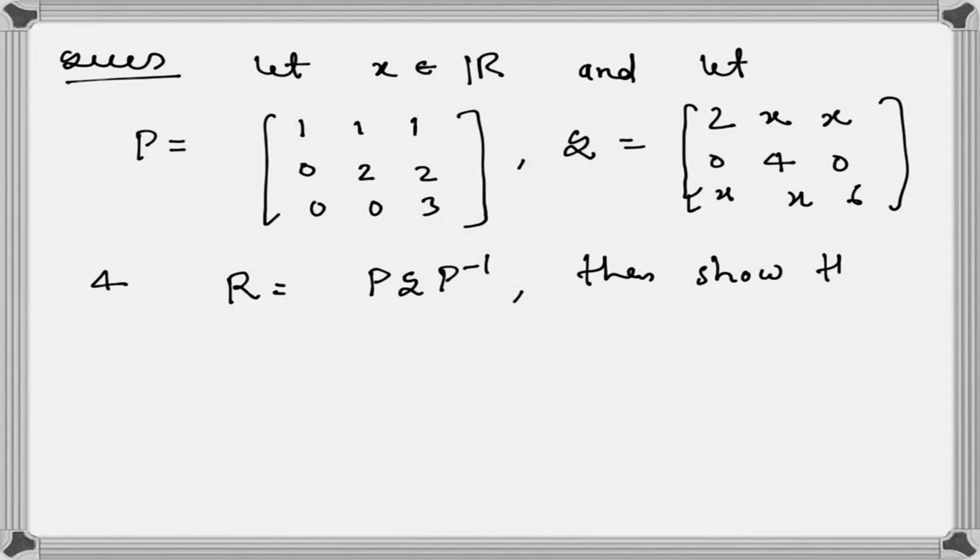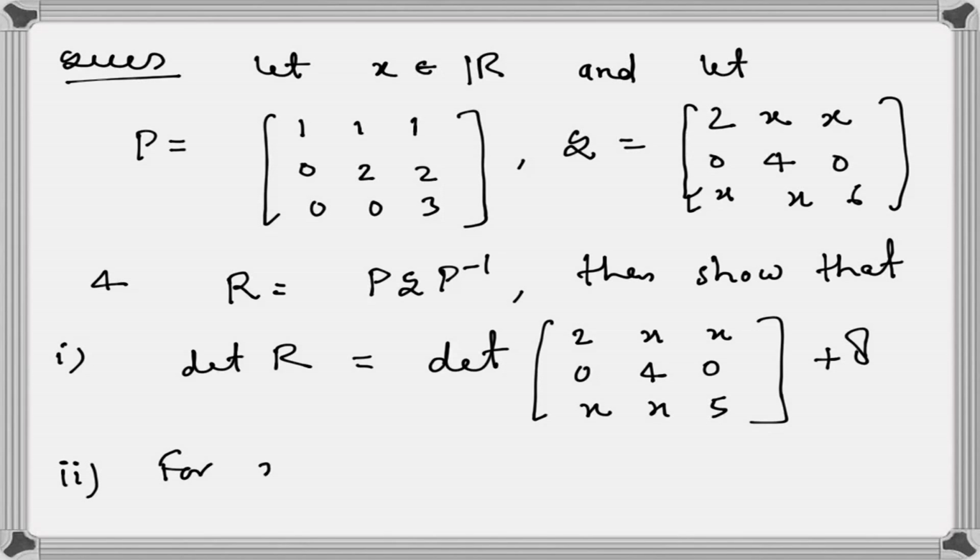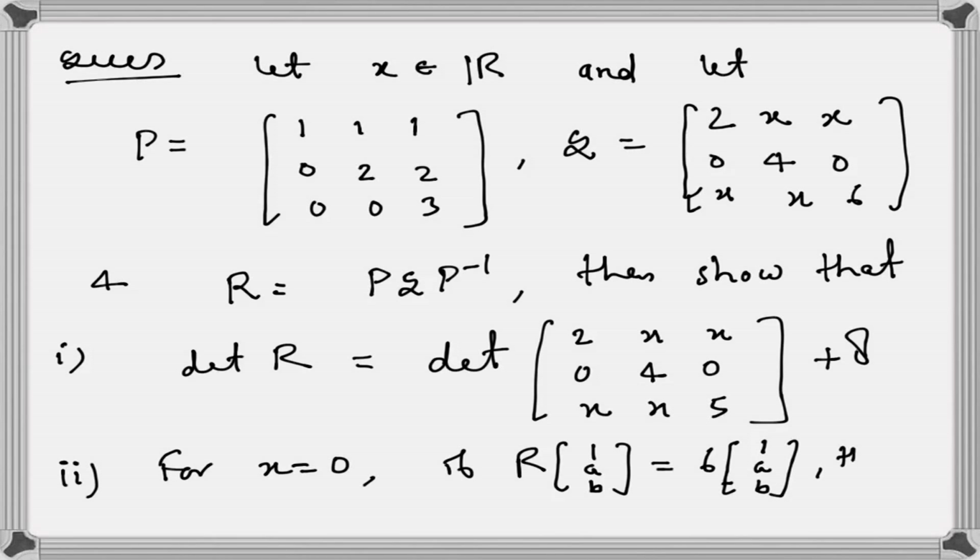the first part is: the determinant of R is equal to the determinant of the matrix 2x, 0, 4, 0, x, 5 plus 8. The second part is: for x equal to 0, if R times the vector 1 a b is equal to 6 times the vector 1 a b, then a plus b is equal to 5. Okay, so let's solve this problem.